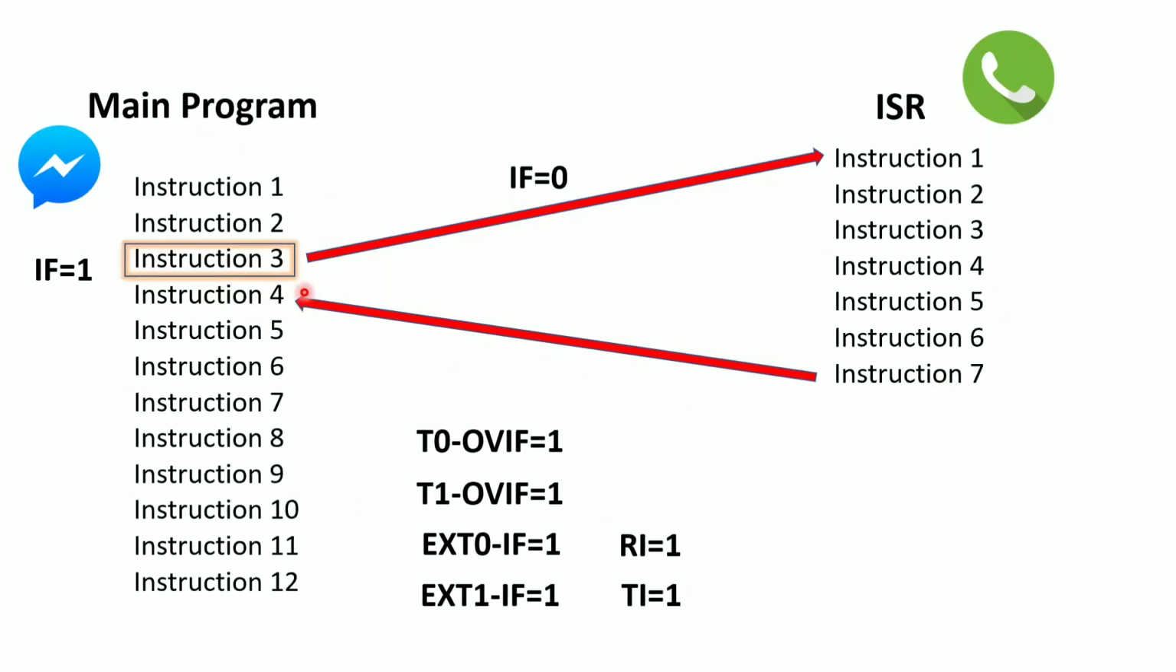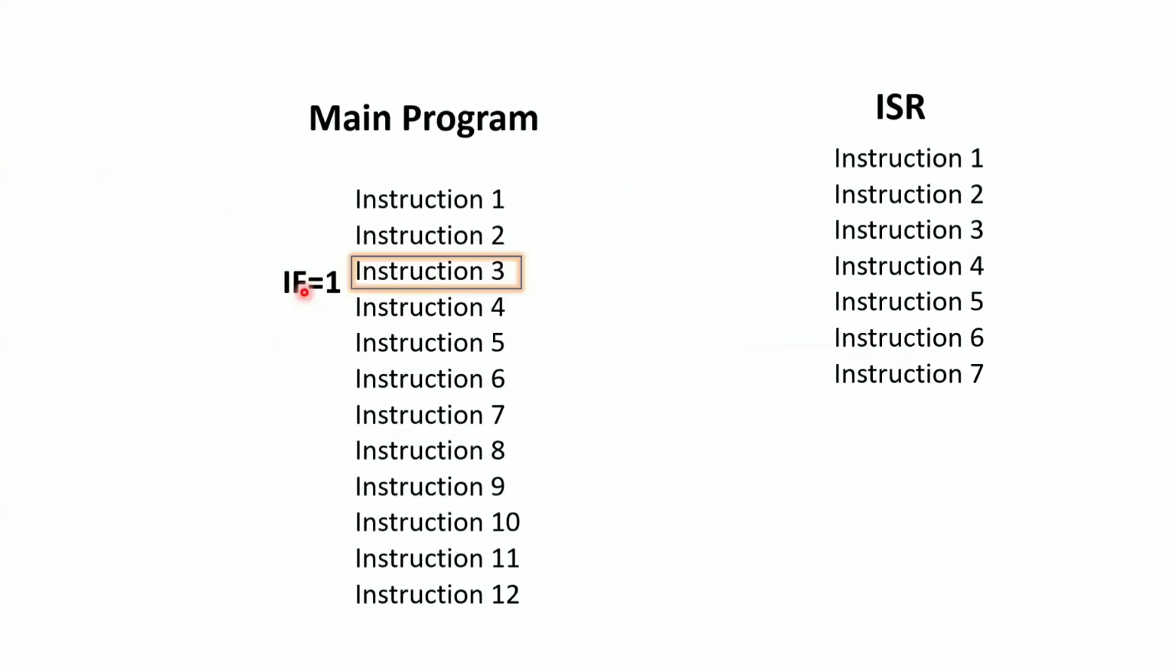Now I have a question for you. Whenever you are reading a news article or looking at an image on Facebook, and suddenly you get a call, you talk for some time and end the call, and you can see the same page which you were looking at previously. How does the processor know that it needs to show the same page to you? That's where we come to another deeper level of interrupt processing.